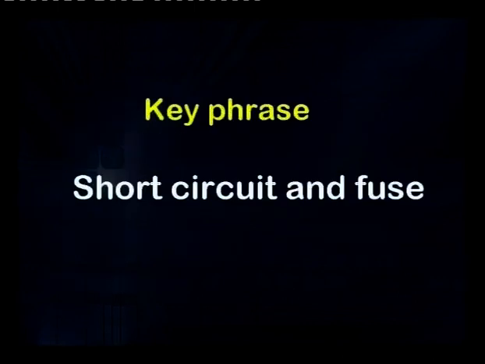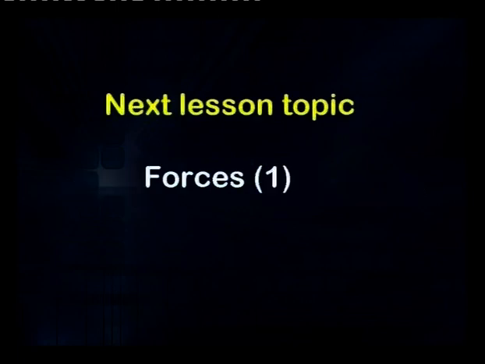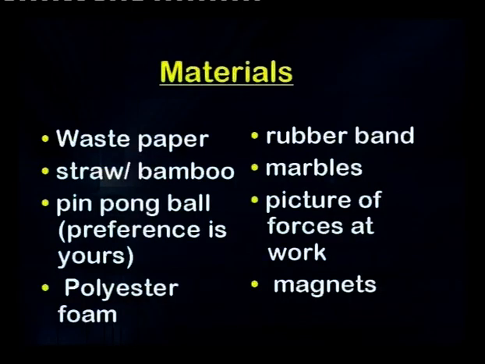With that, our key phrases for this lesson are short circuit and fuse. Our next lesson topic is on forces. So we will look at force, lesson number 1. The materials for us to bring are waste paper, straw or bamboo, ping pong ball, or there are others that you can bring: polyester foam, rubber band, marbles, pictures of forces at work, and magnets. So those are some of the materials. If you have them, bring them along.